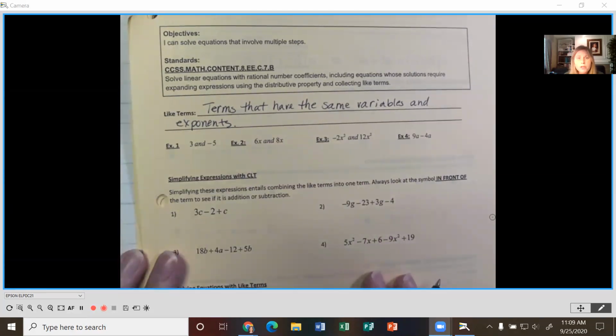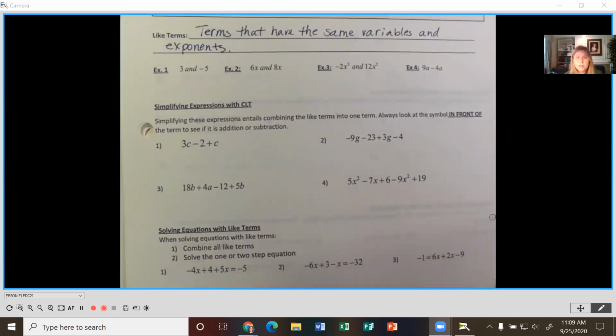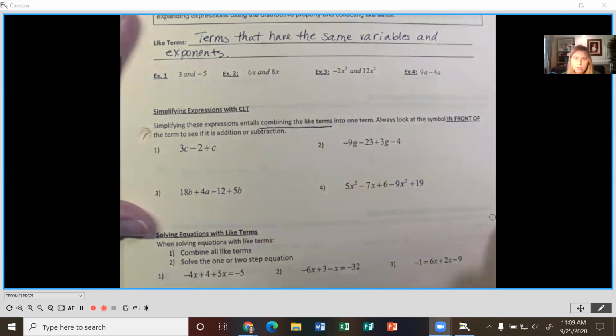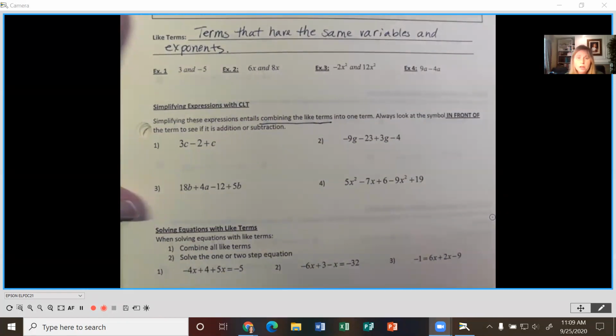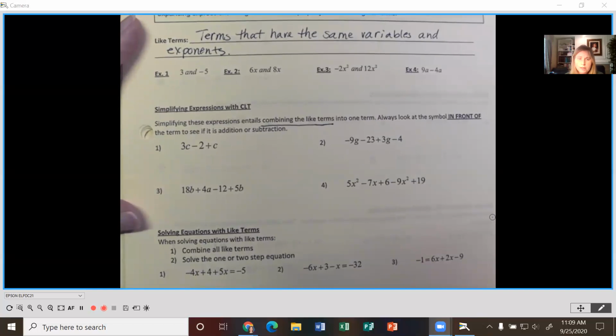All right, so when we are solving equations, we want to make sure that before we start the solving process, we simplify the expression first, and then we will use the order of operations in reverse to solve for unknowns. So when we simplify, we are combining like terms, and you can abbreviate that CLT if you wish. Simplifying these expressions entails combining like terms into one term. Always look at the symbol in front of the term to see if it is positive or negative. Addition is positive, subtraction is negative.